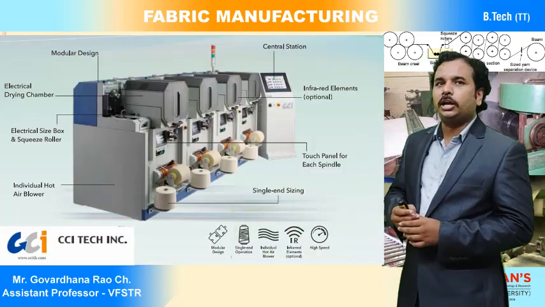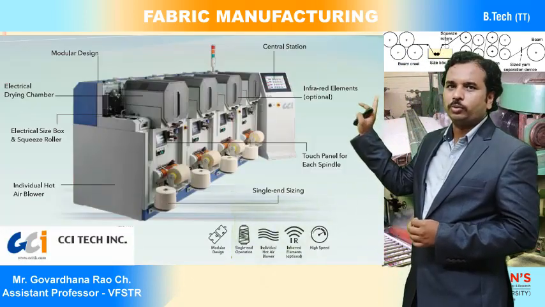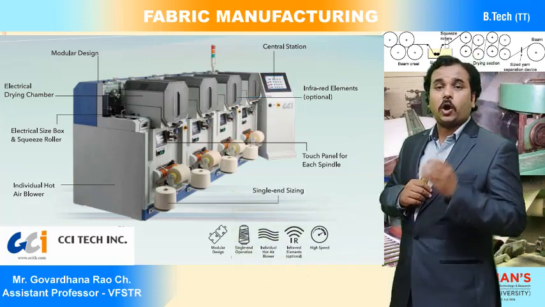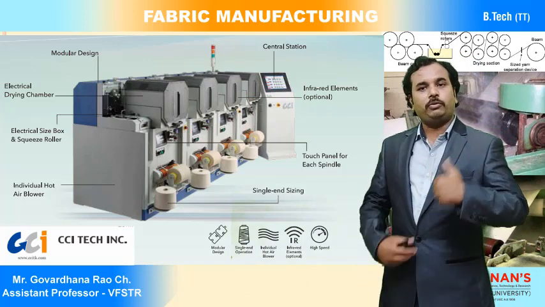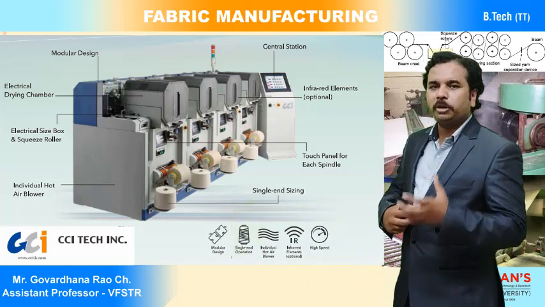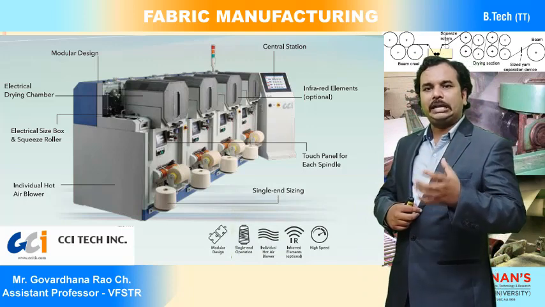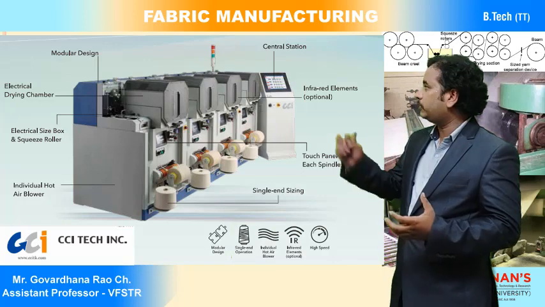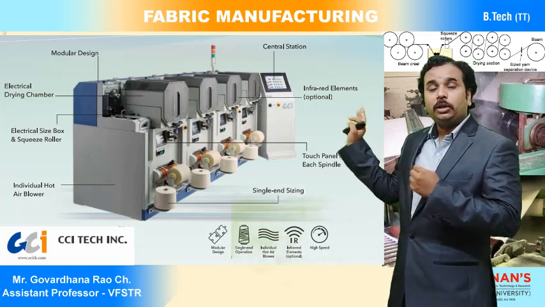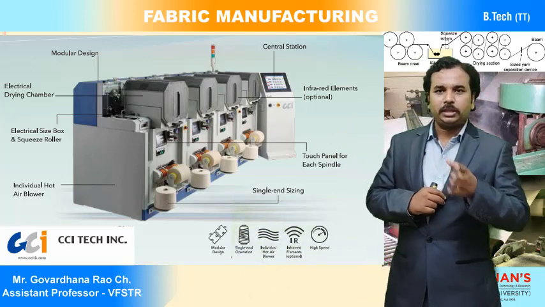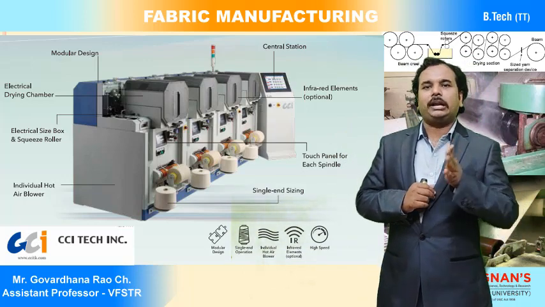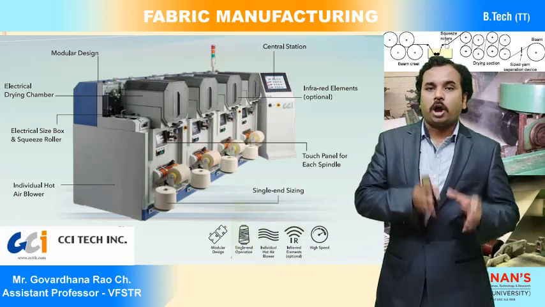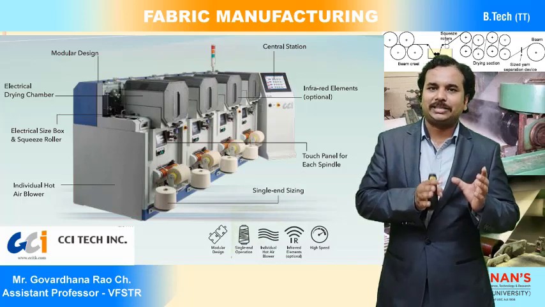You can observe that CCI is one of the manufacturers that optionally provides an infrared element, if required, so that an infrared heater is provided within the machine and we can use it. As I told earlier, the convection method and radiation method of drying are preferably used for small quantities, like single end sizing machines.